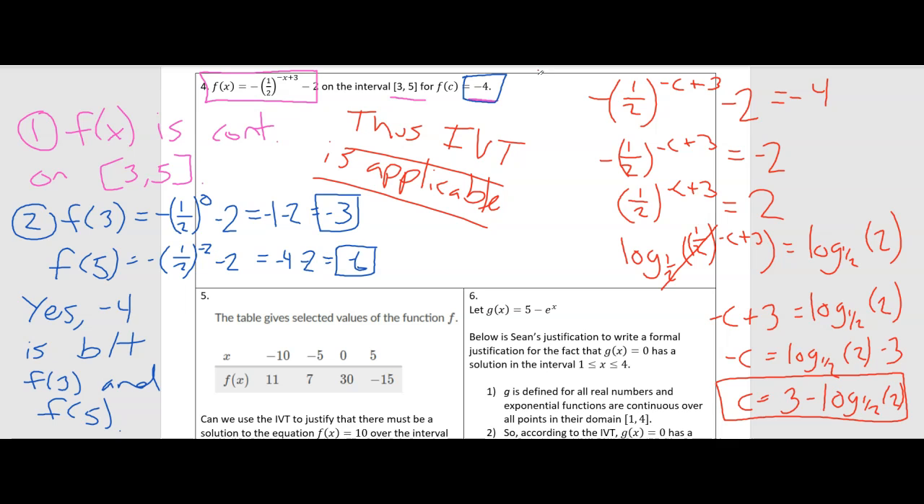And again, you can check to make sure that that number is on the closed interval 3 to 5. And if you punch that into a calculator, you would get c is equal to 4. Nice, it comes out as a whole number, no rounding needed.